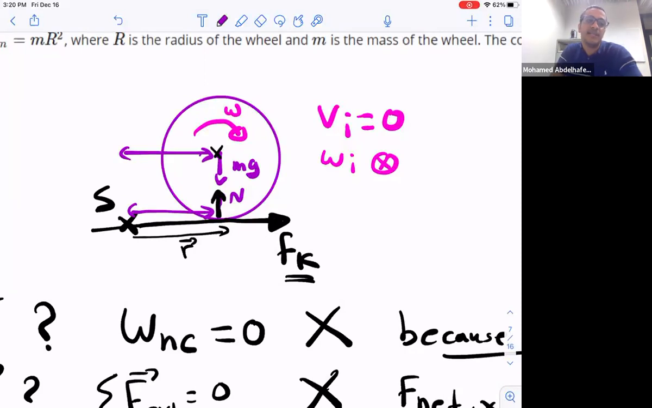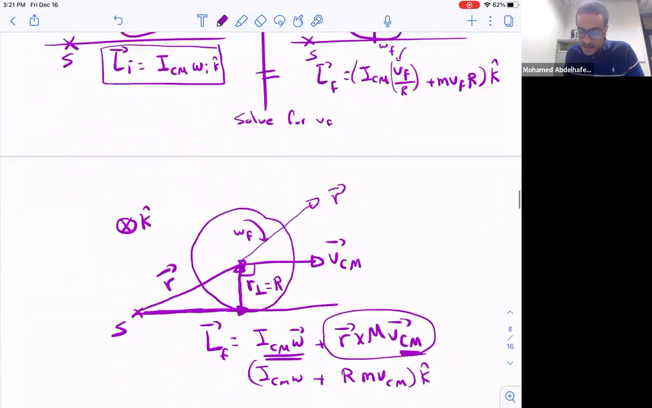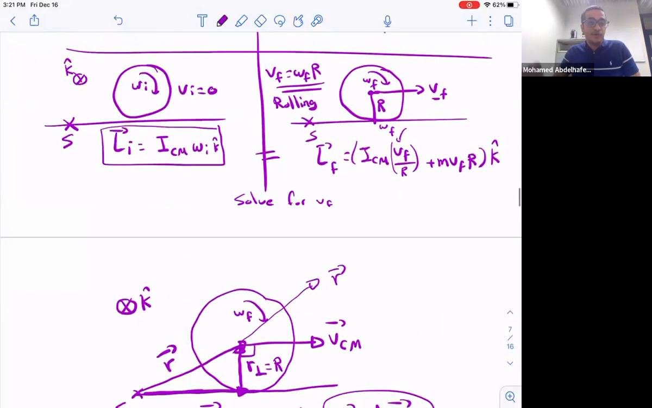So angular momentum about the center of mass was not considered. But if you pick the ground, then the friction force doesn't create torque, because it's parallel to it. That's why we picked the point on the ground, so that the kinetic friction does not create torque there. That's why angular momentum is conserved only about this point on the ground. And yes, if it was moving the other way, I would have said minus K hat.